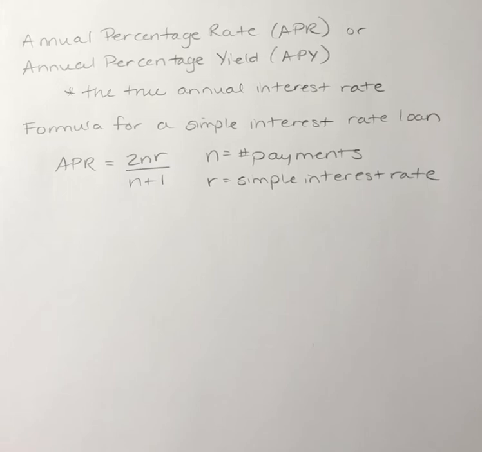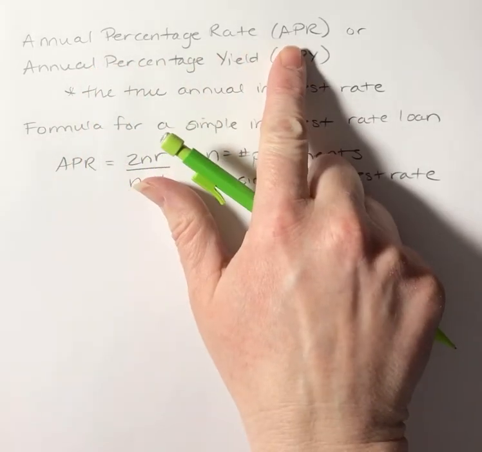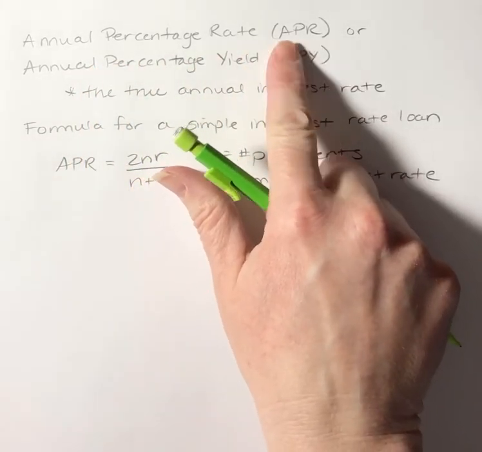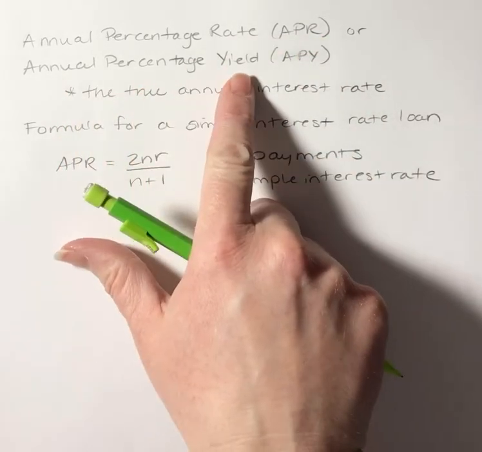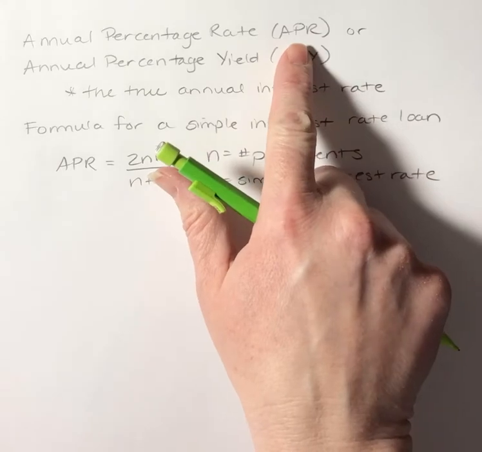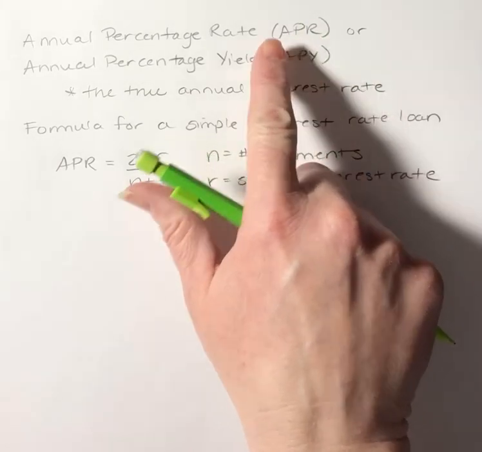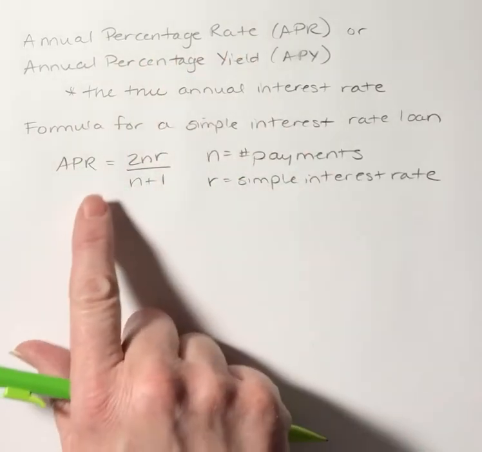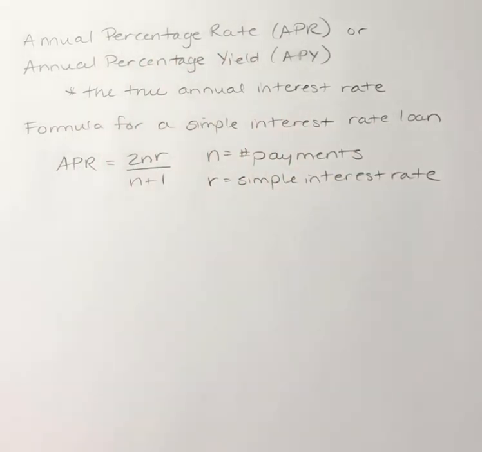Okay, section 11.3. First, we have to talk about the annual percentage rate, which is APR. You may have heard those letters used before. It can also be called the annual percentage yield, or APY. But if you listen to commercials, you'll often hear "the APR is," and that's what they're talking about, annual percentage rate. This is the true annual interest rate, okay?